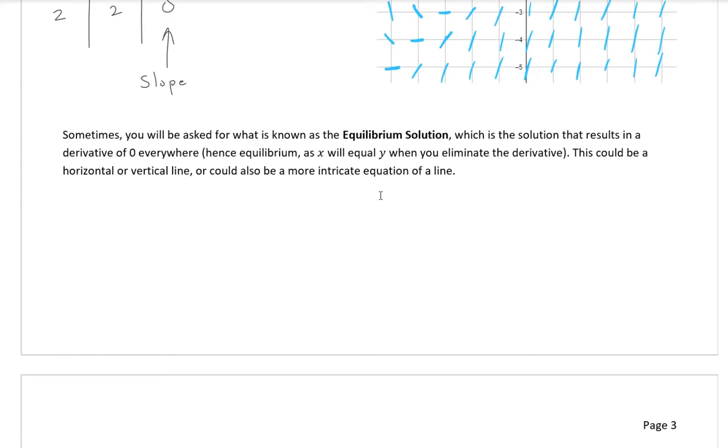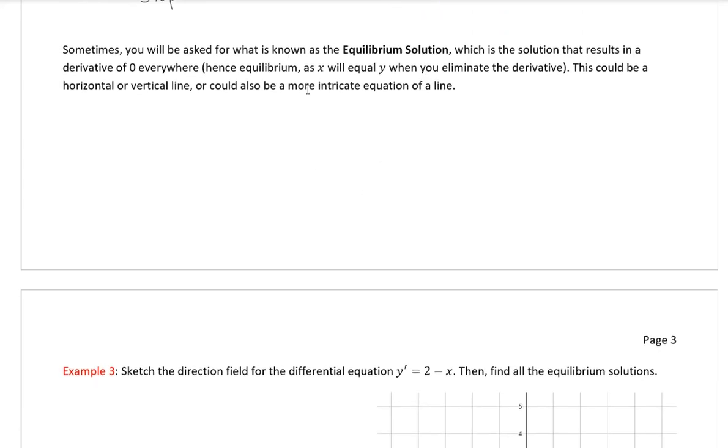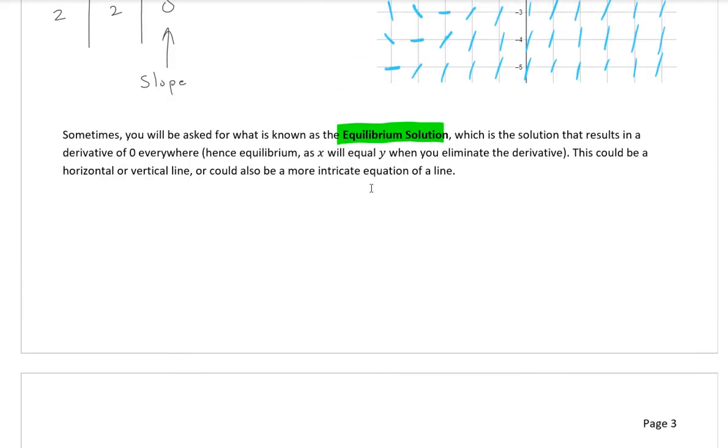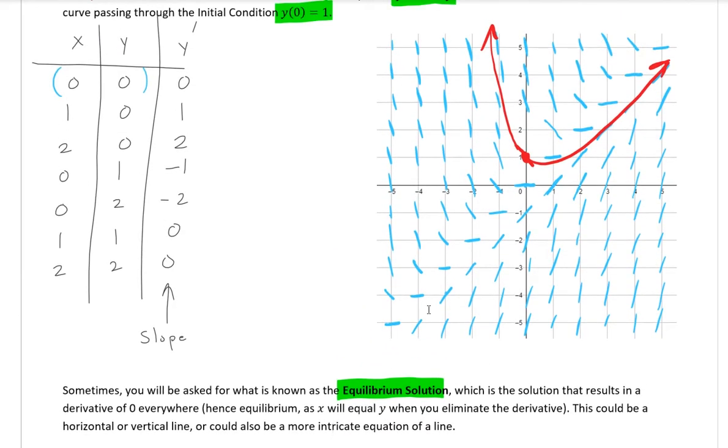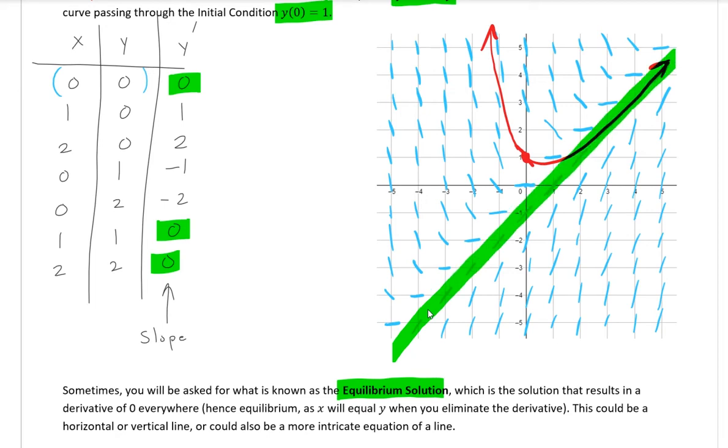All right. Sometimes you'll also be asked for what is sometimes known as equilibrium solution. The equilibrium solution is a solution that results in a derivative of 0 everywhere. And you notice we got derivative of 0 at some places. Our equilibrium solution would be right here, going across this. And that line is defined by y equals x, and then the y-intercept is -1. So this is the equation of y equals x minus 1.